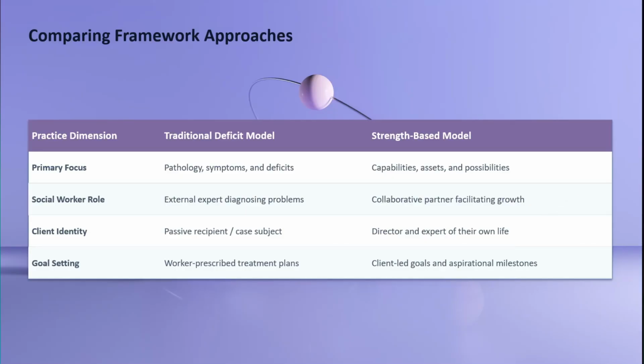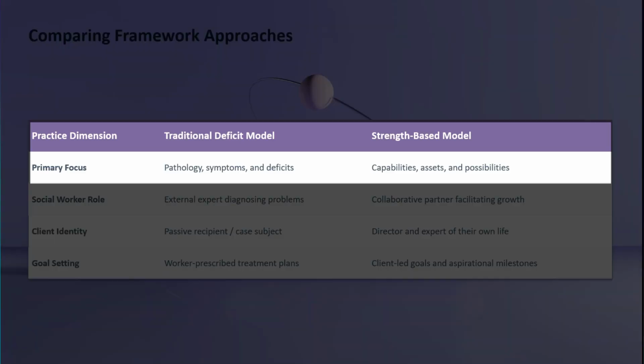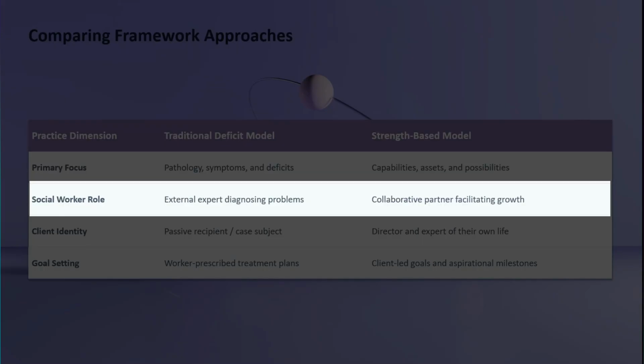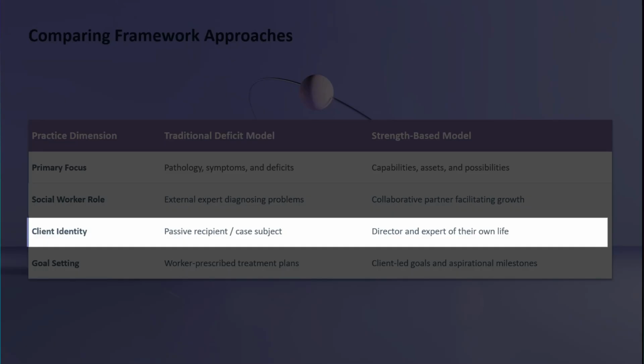So let's take a look at each practice dimension. Primary focus. With the traditional deficit model, the focus is on pathology, symptoms, deficits, basically what's wrong. With the strength-based model, the focus is on capabilities, assets, and possibilities. The social work role goes from external expert diagnosing problems in the deficit model to collaborative partner facilitating growth in the strength-based model. Client identity.